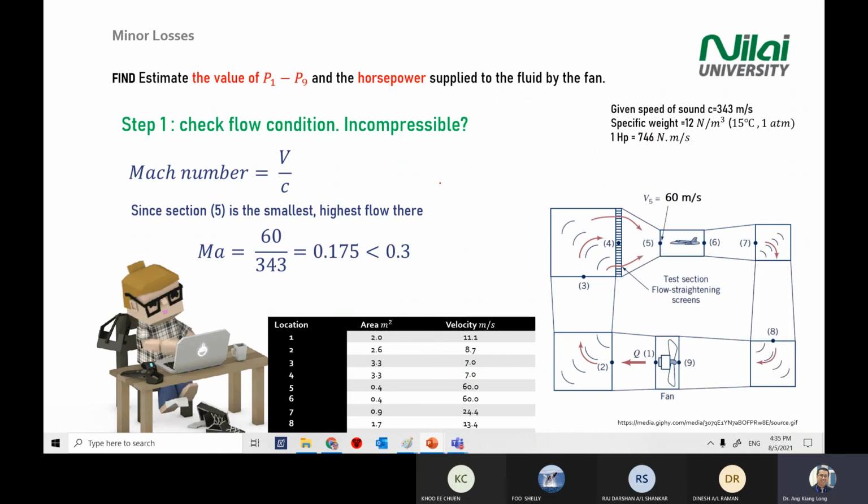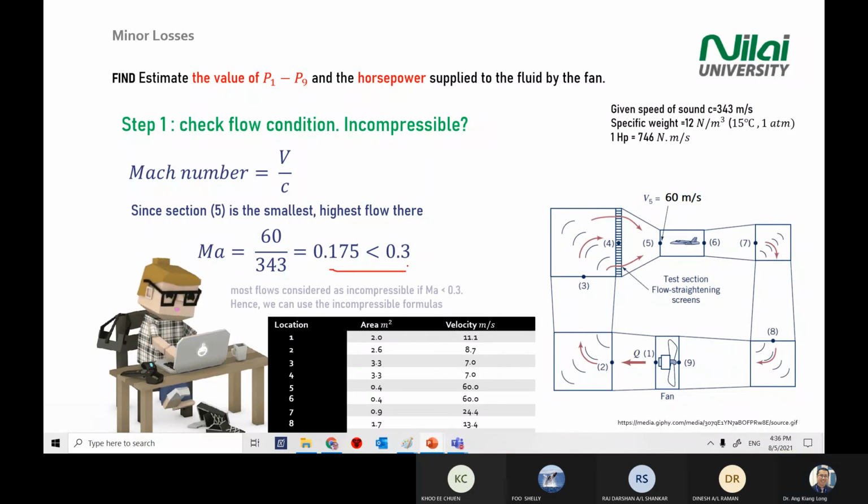So you calculate from the velocity from the table. The maximum Mach number you have here will be 60 divided by the local speed of sound. Remember this one is in meters per second, so it will be 0.175. If the Mach number is less than 0.3, it falls under the incompressible flow scenario. This is a very important statement.